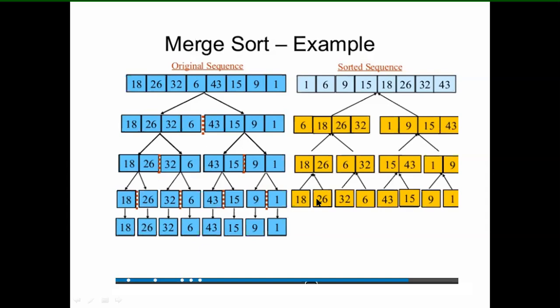Here first 18 and 26 are compared; both are in order. Then 32 and 6 are compared, but they are not in order, so we merge them in sorted order. After that we merge these four elements and we get this order. First we perform these two operations, so 6, 18, 26, 32. Finally we get the value here.